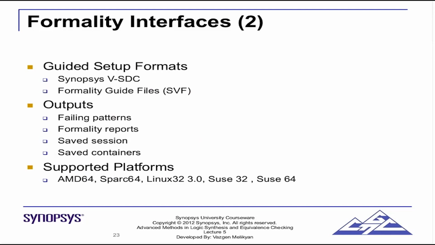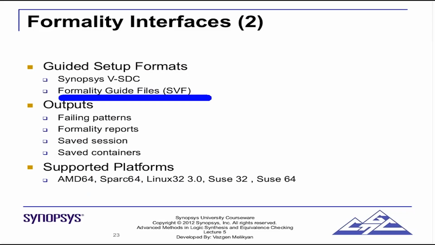For guided setup, it needs a formality guide file called SVF. So I haven't used VSDC, but I use SVF, so I'll explain this. DC Ultra employs a lot of optimization techniques, or it will many times change names for registers and for some nets. So DC Ultra can write out an SVF file, a formality guide file, which lists down all this information, and this can be read by formality to understand the design better, right?